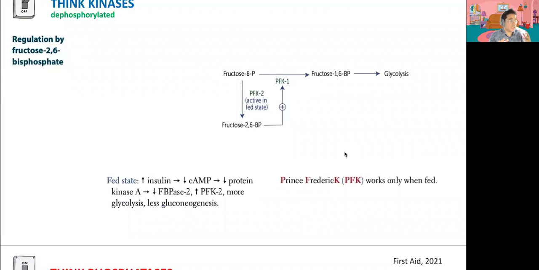FBPase2 is one of the aspects of PFK2, right? PFK2 has two different components. Essentially, that enzyme serves dual roles. FBPase2 is in charge of breaking down when you are in a glucose deficient state. So you want to do gluconeogenesis.